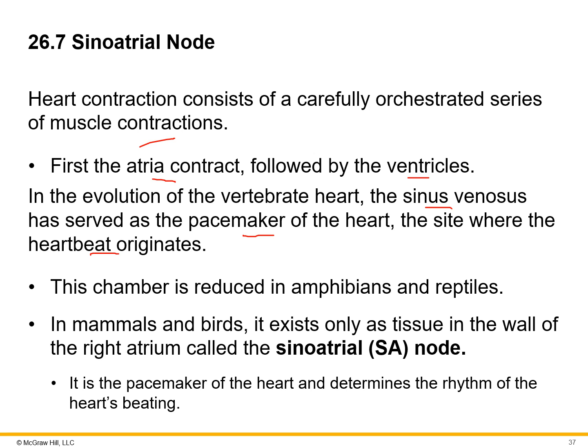So this chamber is very reduced or very small in amphibians and reptiles. In mammals and birds, though, it exists only as tissue in the wall of the right atrium. It's called the SA node, or the sinoatrial node. So it's the pacemaker of the heart that determines the rhythm of the heart's beating.